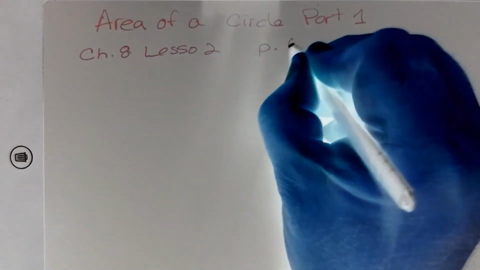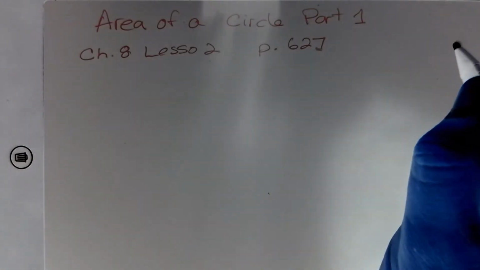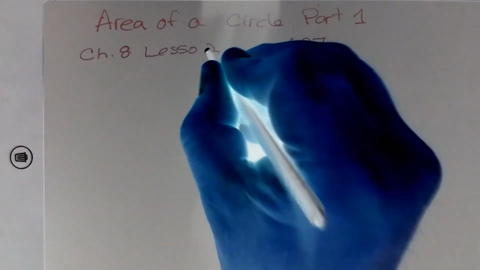Welcome back. This is Area of a Circle Part 1. This is going to be Chapter 8, Lesson 2. This one right here is on page 627. Page 627. So, things to note of the area of a circle.